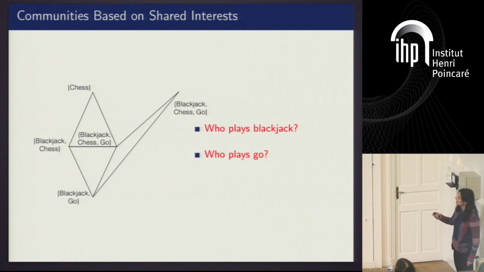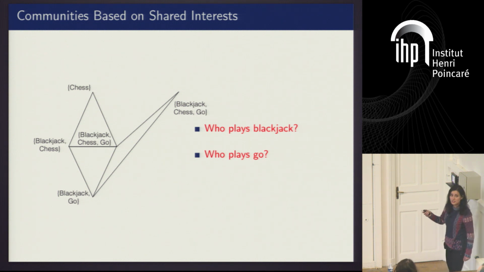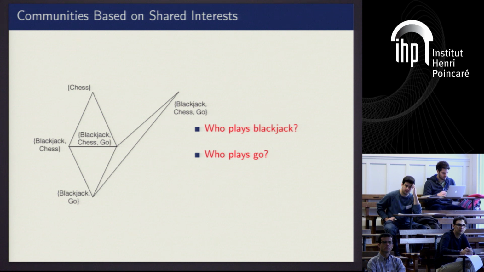In what sense? If people share at least one feature, they will be connected with an edge. If they don't share any common features, they will not be connected by an edge. So for example, this guy is only interested in chess. Oops, this guy shouldn't have had chess. Sorry, this is a mistake. This guy should just play blackjack and Go. So there would be only edges between players that share some game interest, and no edges between players that don't share any interest in the same game.